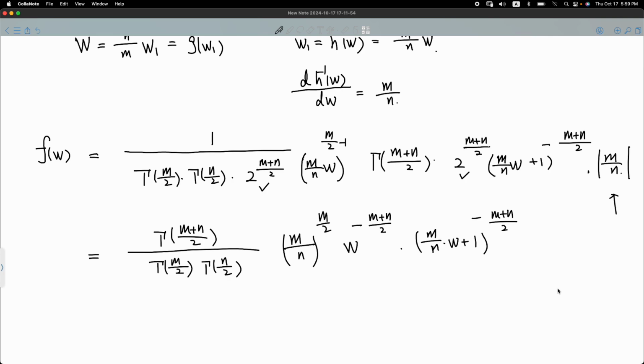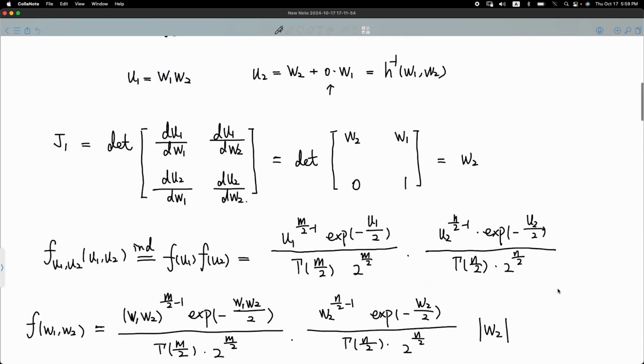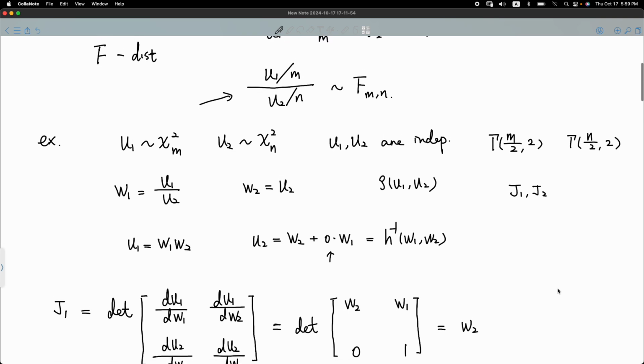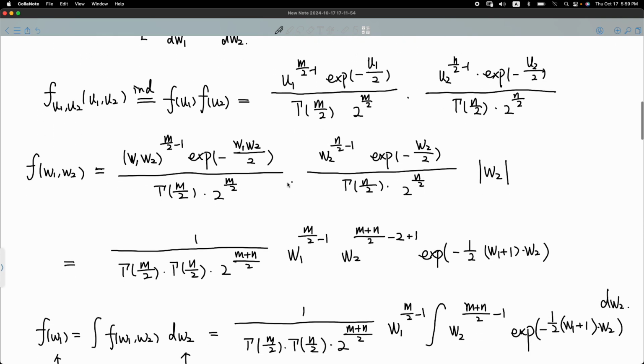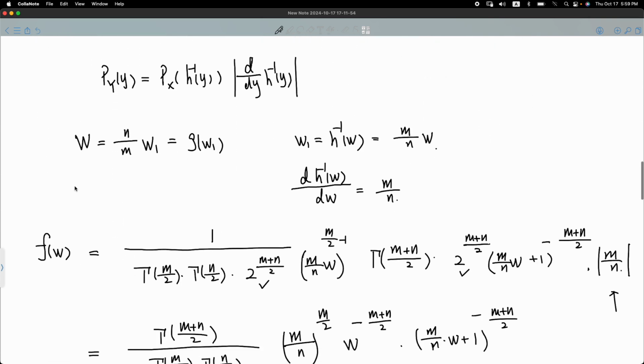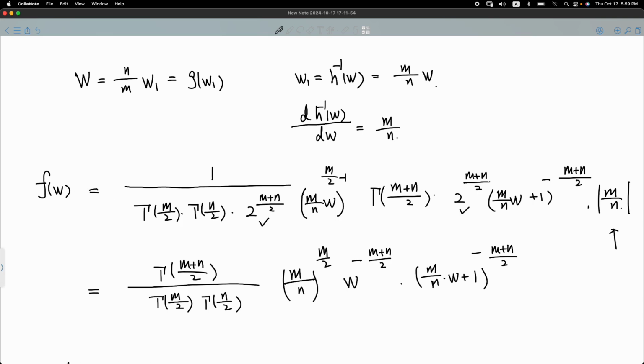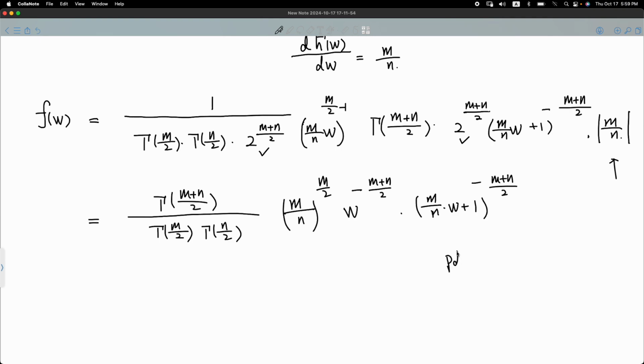But in our examples, just to summarize, the F distribution can be constructed from two chi-square random variables, and they have to be independent. And in this example, we practice again using the method of transformation to rewrite the joint distribution from U1 and U2 to the joint distribution of W1 and W2. And then in the end, we use the technique for the change of variables to change the marginal density function from W1 to the marginal density of W. And this is the probability density function for the F distribution with the corresponding degrees of freedom m and n.